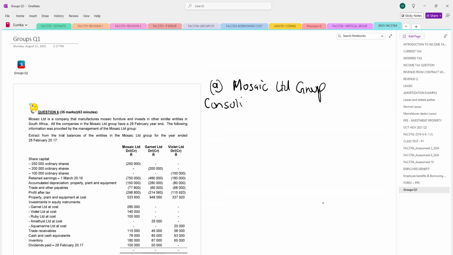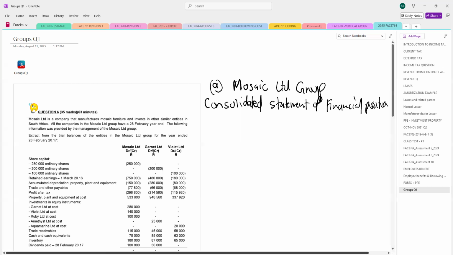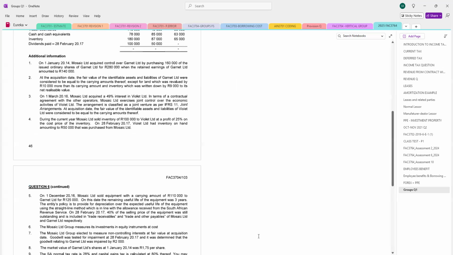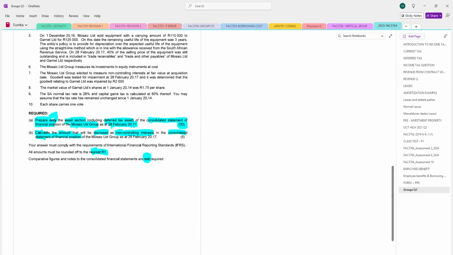Consolidated. Please don't leave out the word consolidated, otherwise it changes the meaning of what it is. Remember, you're not doing an individual financial statement, you're doing a consolidated one, which means you're bringing different companies together. So we want consolidated statement of financial position, and we want this as at 28 February 2017.